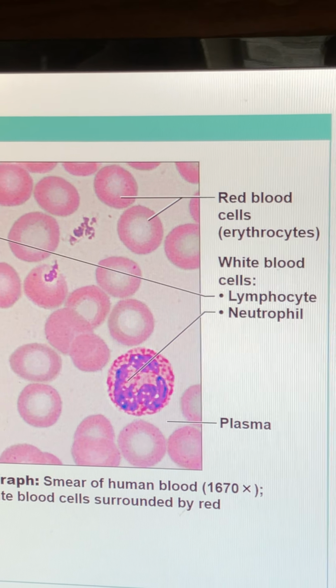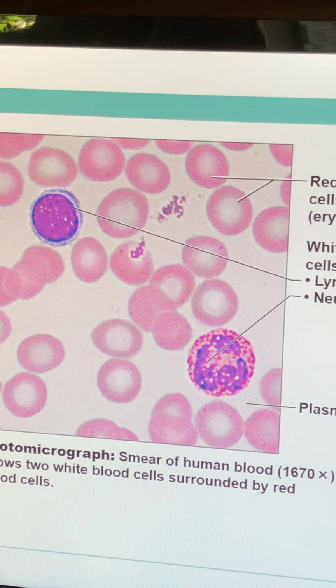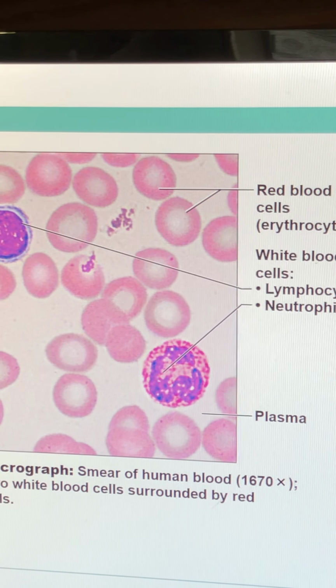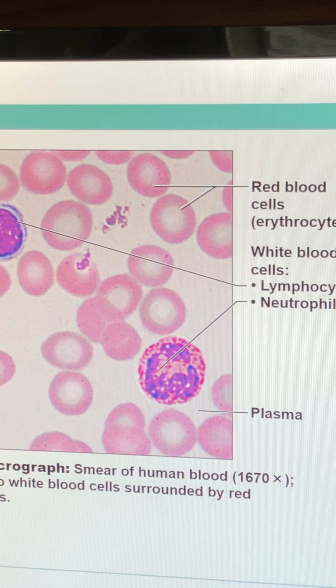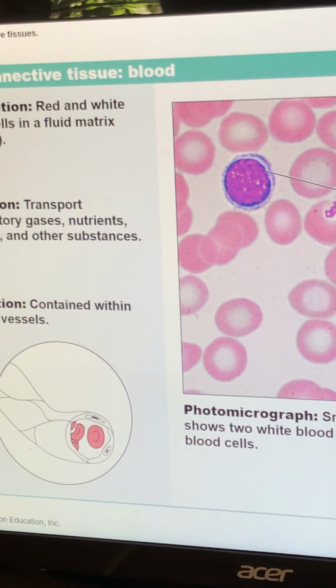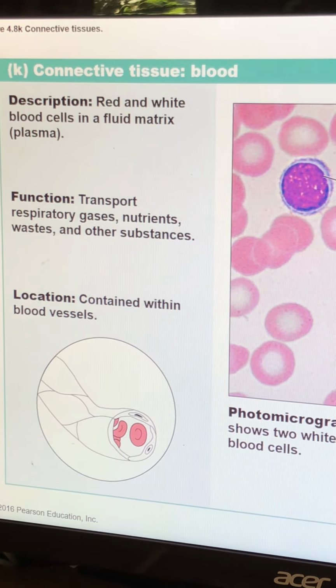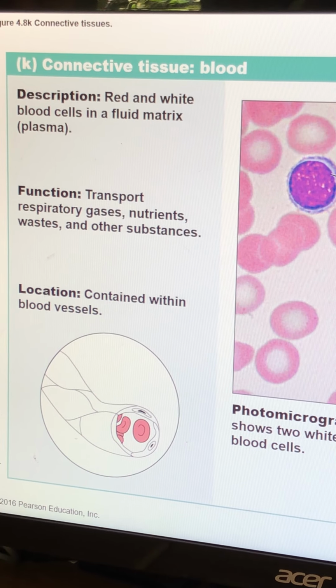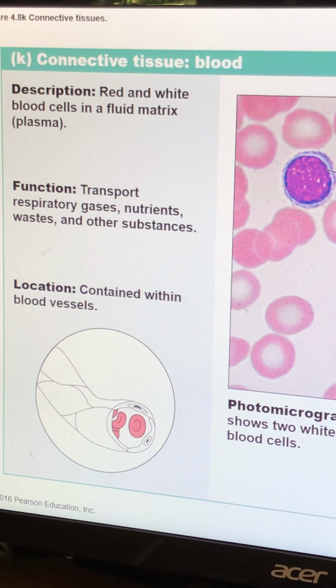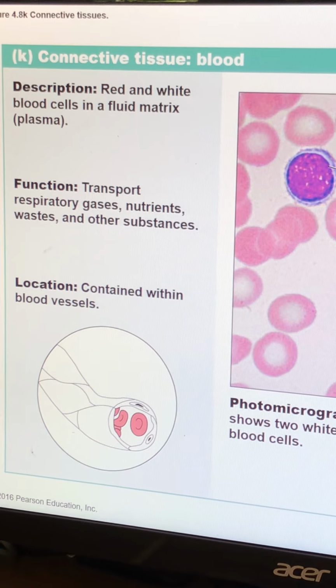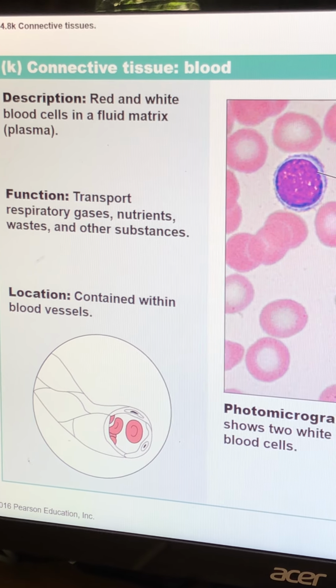So because it came from a common embryonic origin, which is mesenchyme, it is considered to be a liquid connective tissue. So it's going to have a function of transporting respiratory gases, nutrients, wastes, hormones, and other substances, and it's going to be found inside of blood vessels.